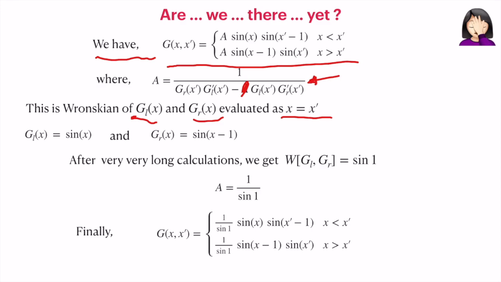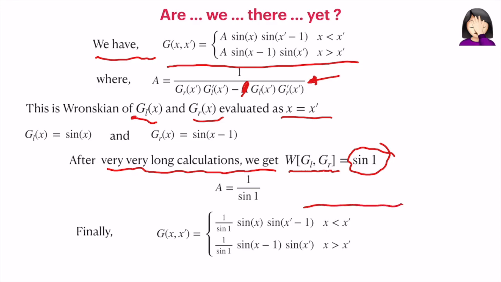However, in this case, let's compute and see. We find that gl of x is equal to sine x, gr of x is equal to sine of x minus 1. This in fact is linearly independent. We know that it is essentially having a sine x and the combination of sine x and cos x, which would be linearly independent, because you can do it after a very, very long calculation. Differentiating sine, differentiating cos, multiplying them all involve very lengthy calculation. If you have good patience, you can do it and you get a value of sine 1. Then you have a constant which is fairly simple: a is equal to 1 by sine 1.